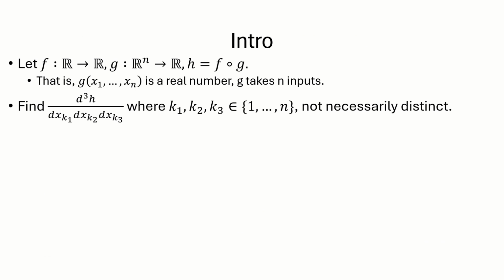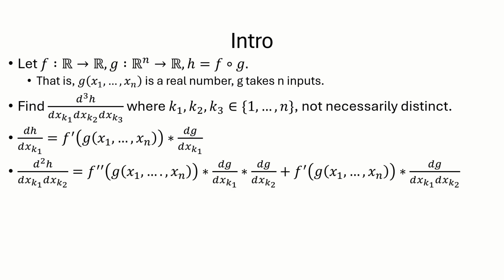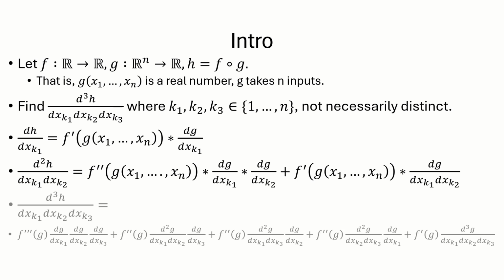After differentiating with respect to x sub k1, we get the following by the multivariable chain rule. After differentiating that result with respect to x sub k2, we get the following sum of two terms. After differentiating that result with respect to x sub k3, we get the following sum of 5 terms, where we have denoted g of x sub 1 through x sub n by the symbol g to save space on the screen.